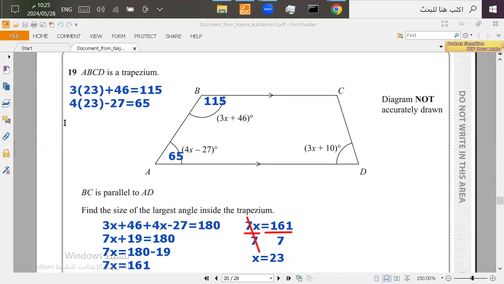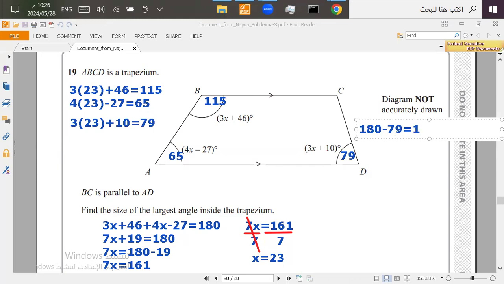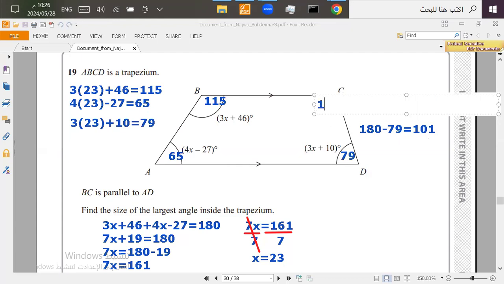The next angle is 3x plus 10. So 3 bracket 23 bracket plus 10 is what? It's going to be 79. So if this one is 79, it means this angle and this angle will add up to 180. So 180 minus 79 will equal 101. So this one is 101.